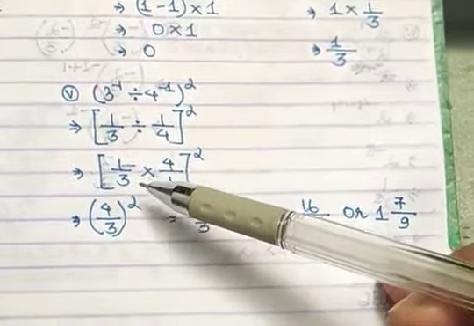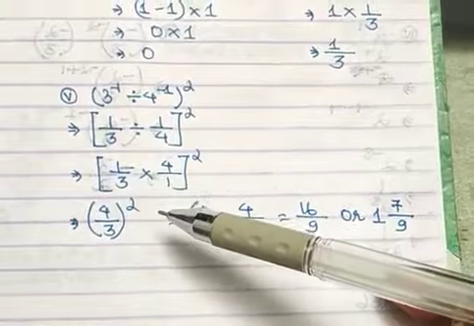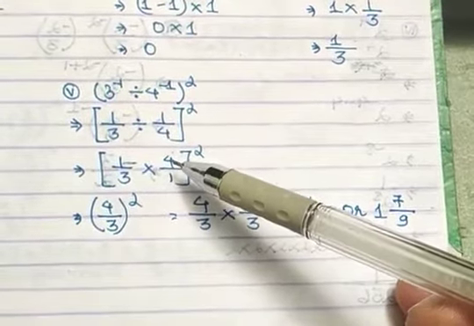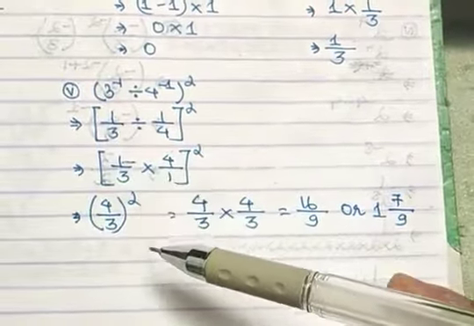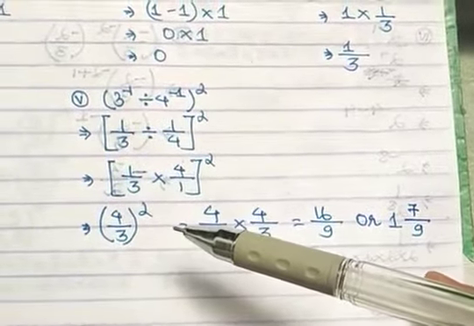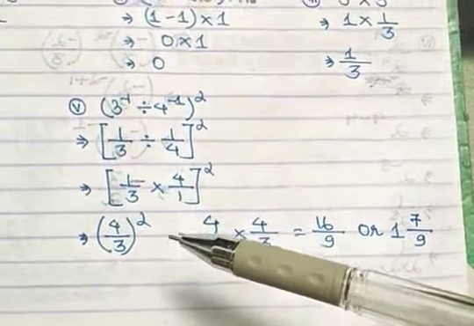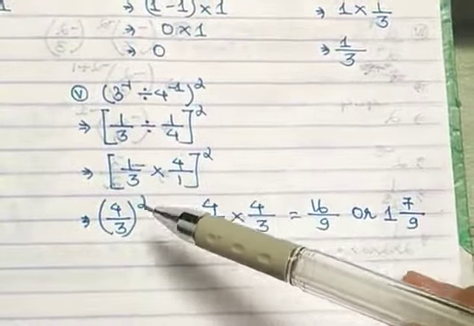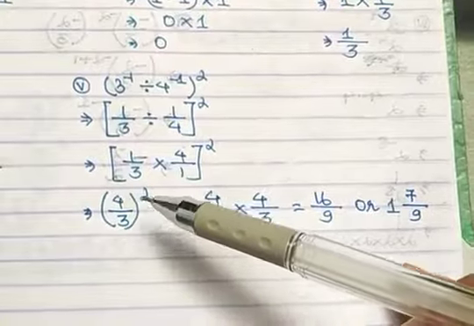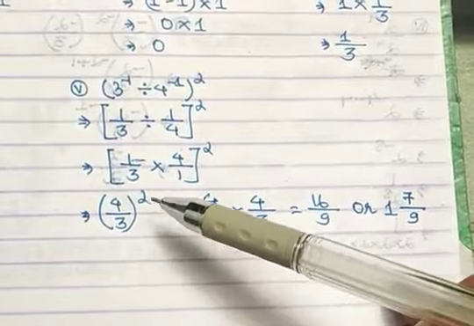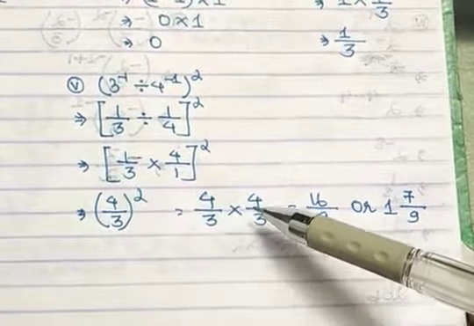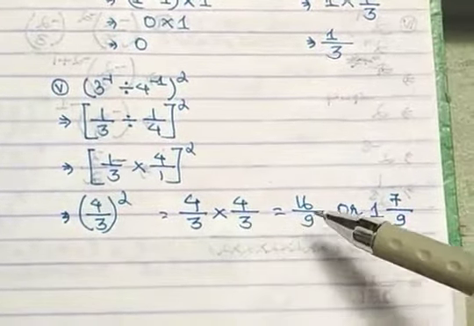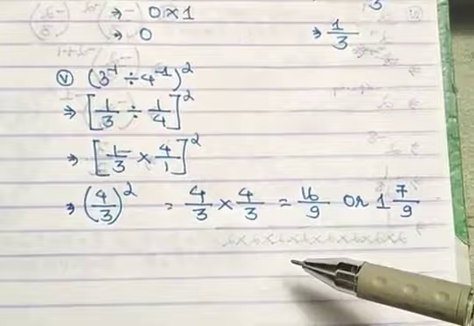Now within the bracket, we got multiplication of fractional forms. Numerator 4, denominator 3 cannot be cancelled, so all we can do now is multiply the terms. So 1 into 4, it's 4, divided by 3 into 1, it's 3. So 4 divided by 3 whole square. Now 4 divided by 3 whole square means 4 by 3 into 4 by 3. So 4 into 4 is 16, 3 into 3 is 9. The answer is 16 by 9.